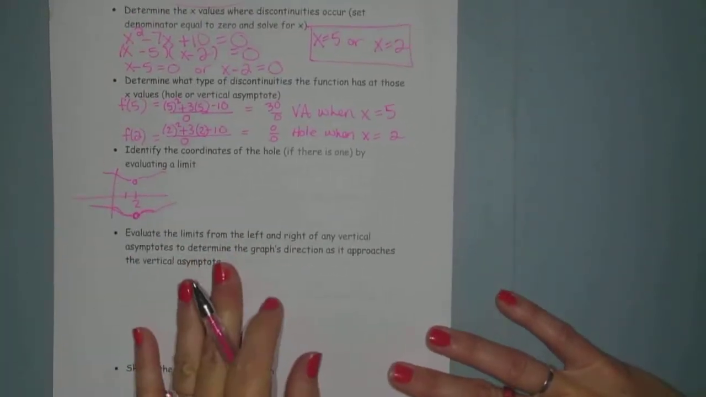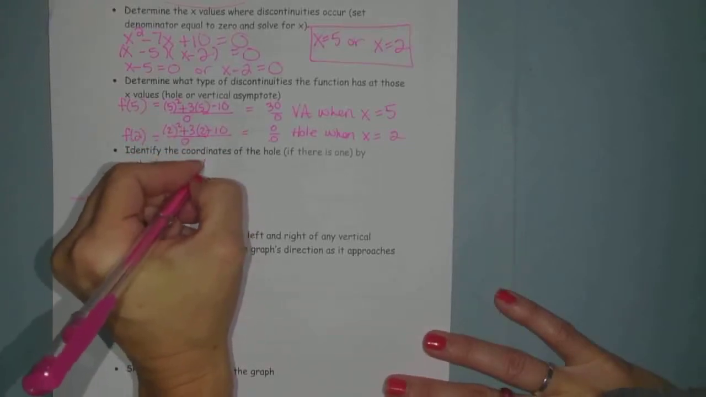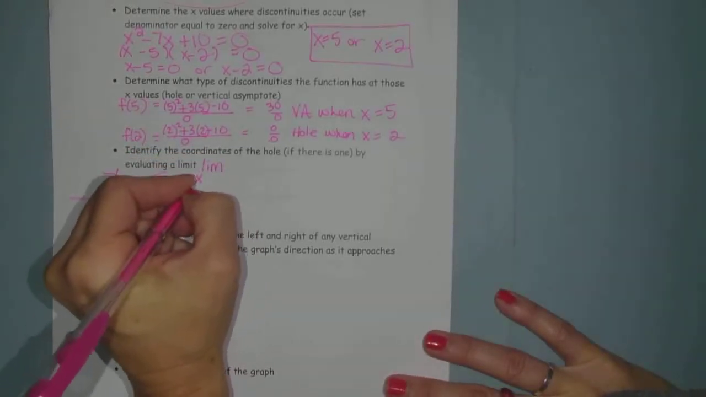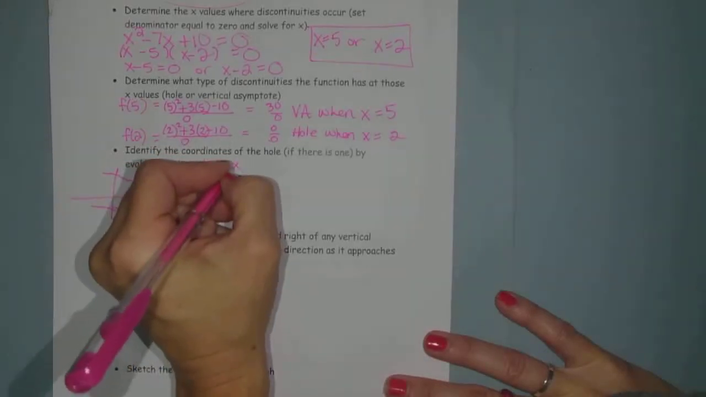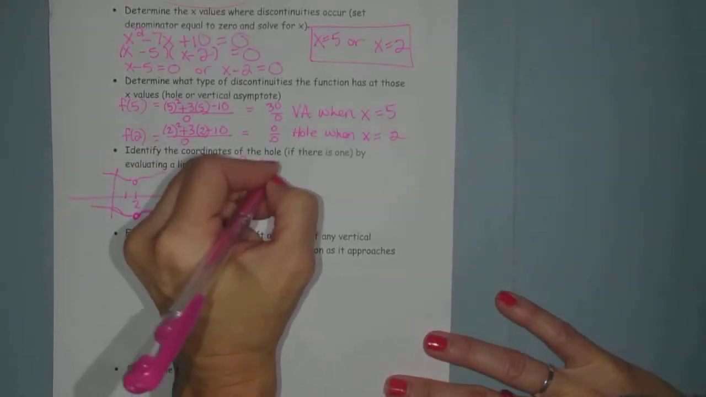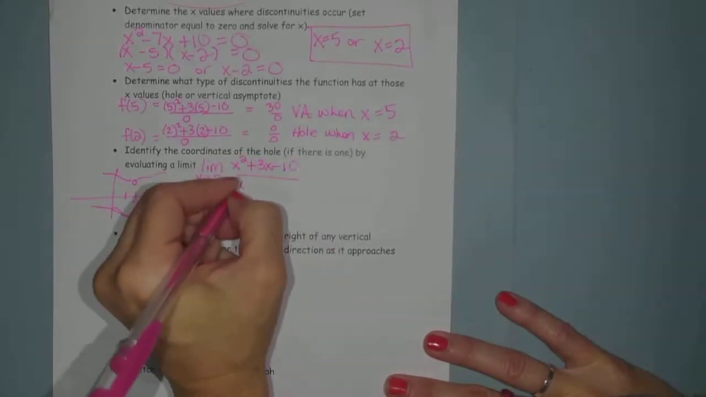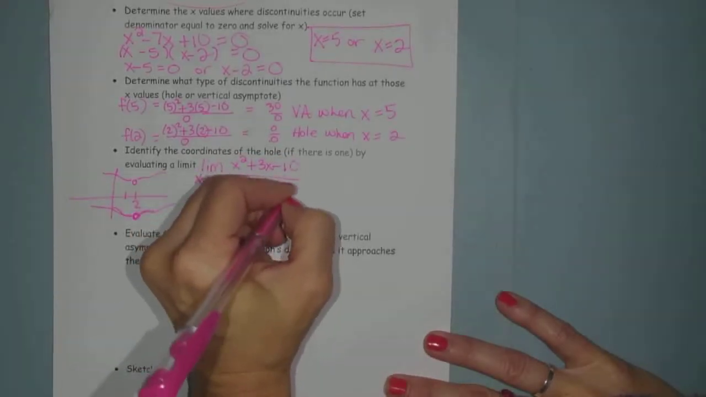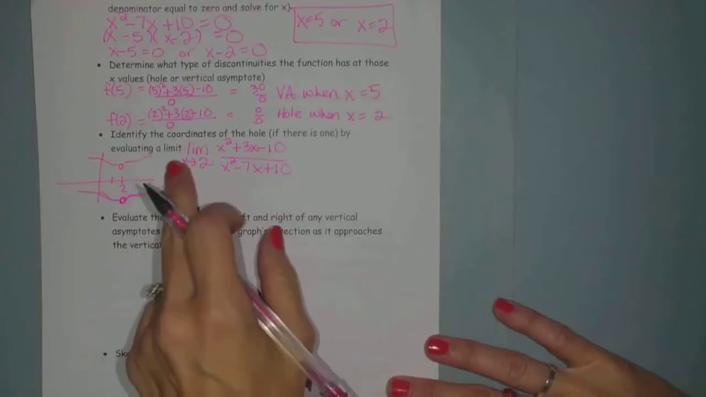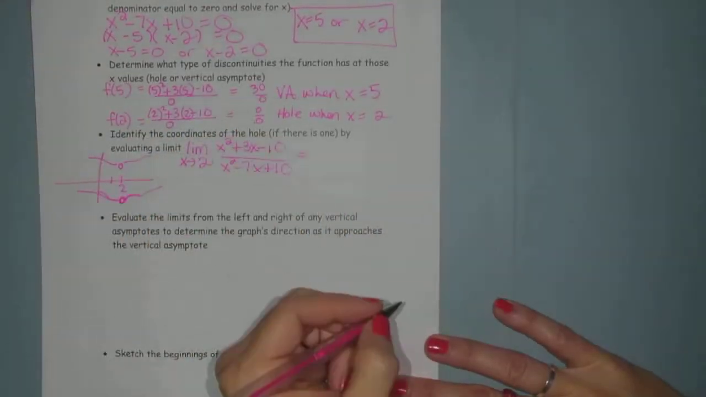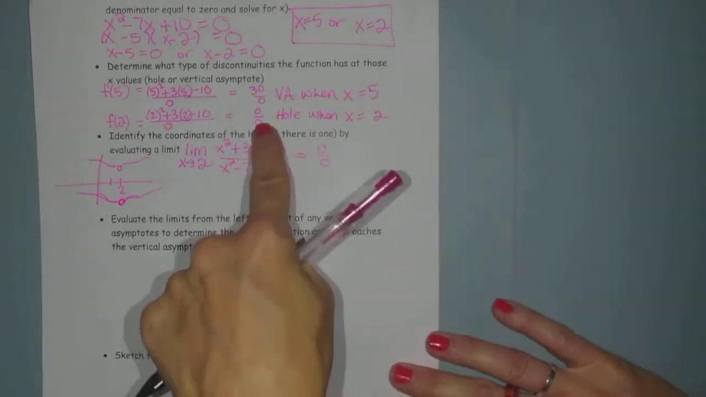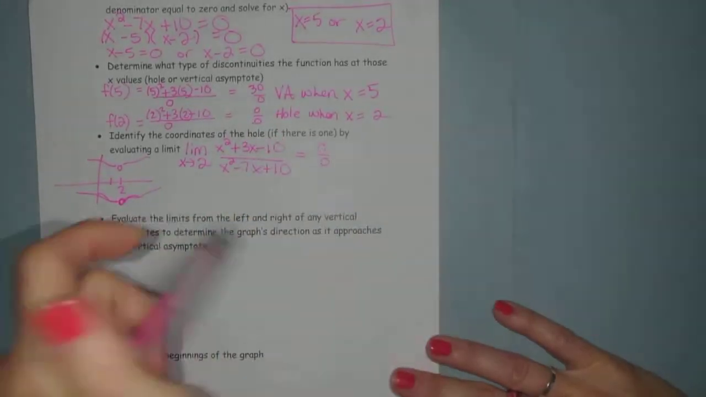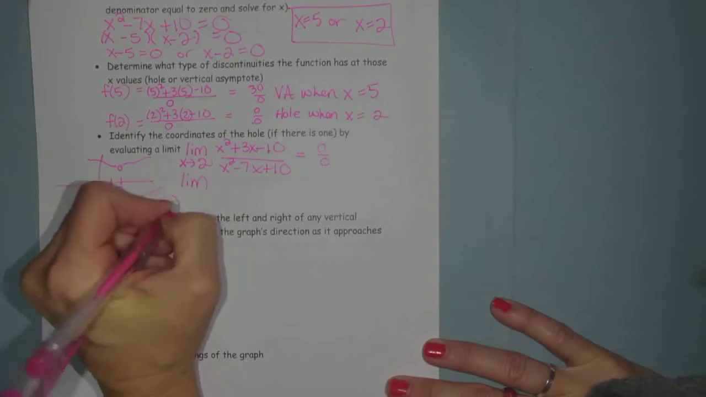So it's going to look like this. We're going to do the limit as x approaches 2 of the function x squared plus 3x minus 10 over x squared minus 7x plus 10. We already know that when we plug it in, we get 0 over 0. That's from up here. We already know it's undefined there. But let's get back into the limit here.